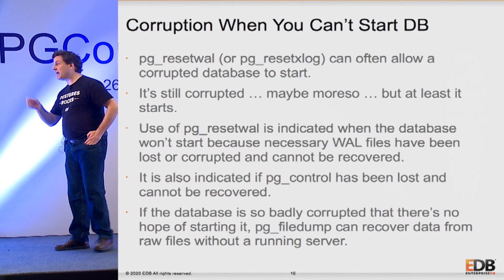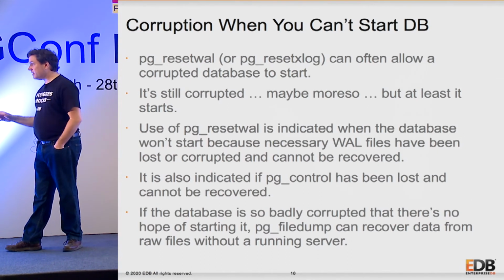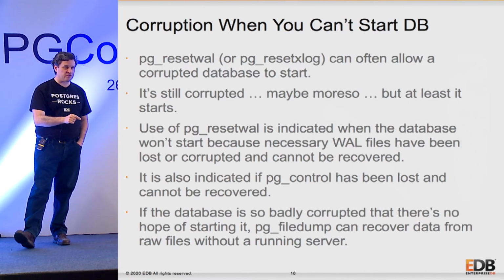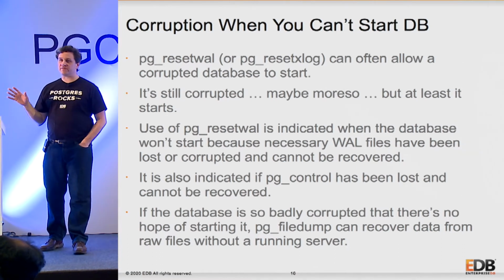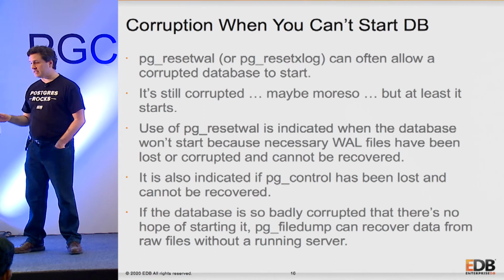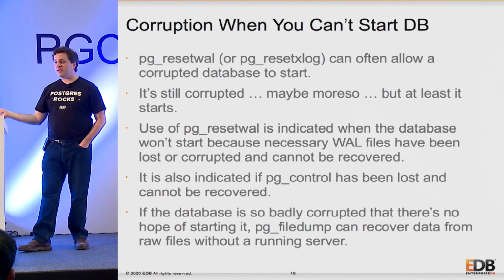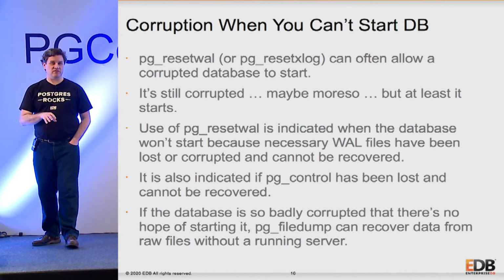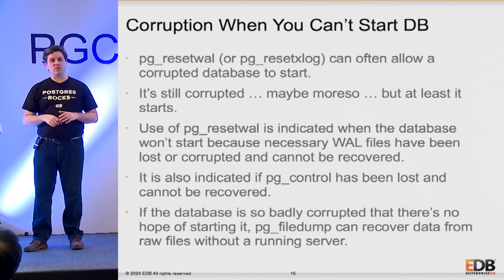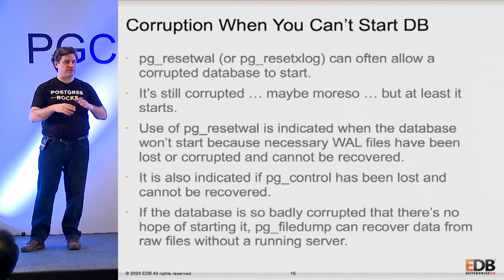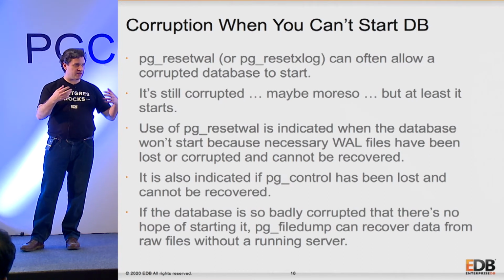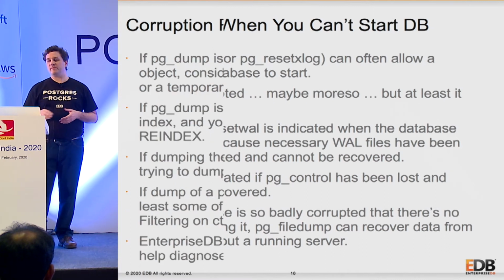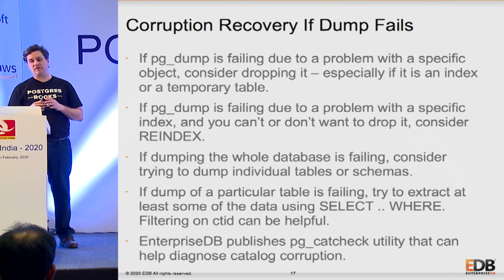If the database is so badly corrupted that there is no hope of starting it, you should have a look at the open source pg_filedump utility. It's not part of PostgreSQL itself. It's another project. Tom Lane maintained it for years when he was at Red Hat. There's now other people maintaining it. And it has the ability in newer versions to recover data from the raw data files without needing to start the server. So if you're in a situation where most of your database has been blown up and you have a few files and you want to try to extract what data you can from those files, that tool may be of help. But let's suppose we manage to start the database and then we still can't run pg_dump.